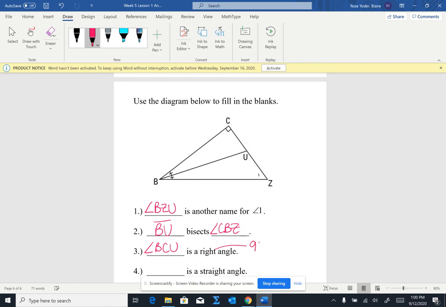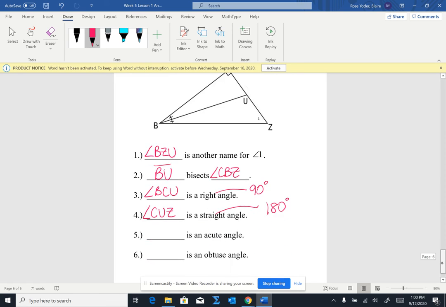All right, here's one that we didn't talk about yet. So right angles are 90 degrees. Straight angles are 180 degrees. So you're looking for an angle that just makes a straight 180 degrees. So that would be something like this right here. If you measured this angle, that would be 180 degrees. So I have to put the U in the middle. So I'm going to call it angle CUZ. And there will be more vocabulary dealing with straight angles in the weeks to come also. You might have heard of the word supplementary before. So that will be coming soon.